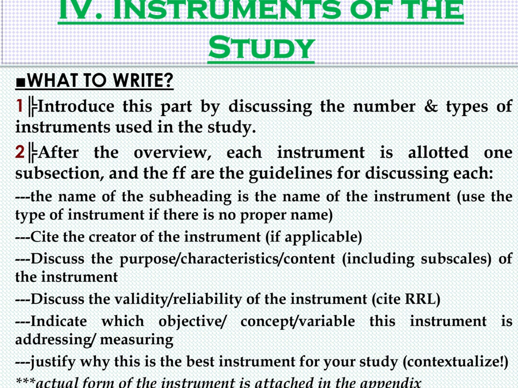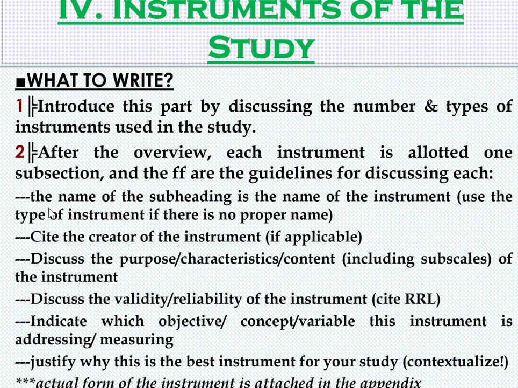Okay, so what to write? So if for example, okay na ang iyong instrument na ginawa at nag-pass na siya sa validity and reliability test, or kung ikaw naman ay nakahanap ng standardized questionnaire appropriate to measure your variables, then you are now ready to write this section. So what are you going to write? First, introduce this part by discussing the number and types of instruments used in the study. Second, after the overview, each instrument is allotted one subsection, and the following are the guidelines for discussing each.